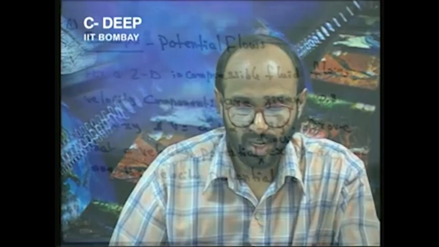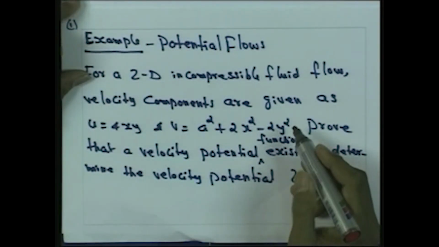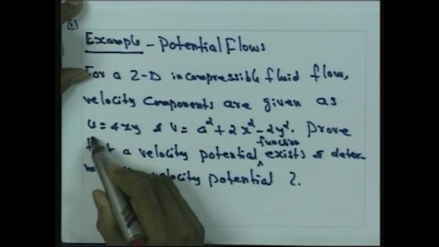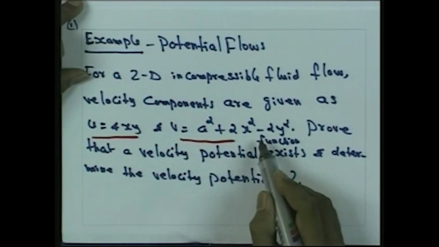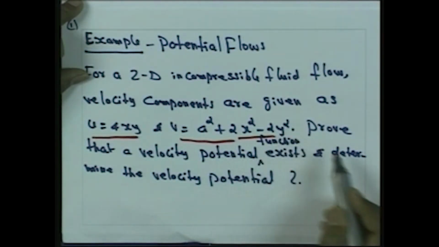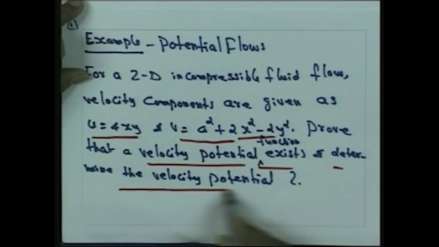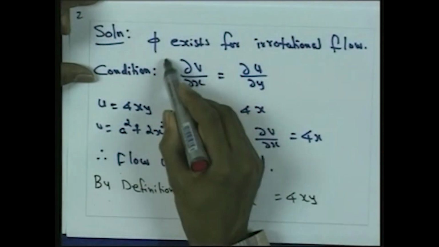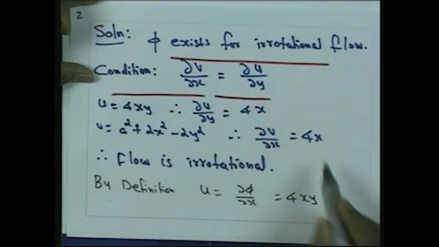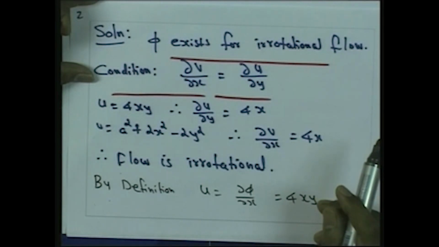With respect to potential flow, we will just discuss a small example here. For a potential flow of a 2D incompressible fluid, the velocity components are given as u equal to 4xy, v equal to x square plus 2x square minus 2y square. We have to show that the velocity potential function exists, and we have to determine the velocity potential. For this problem, the potential phi exists for irrotational flow only. The condition is del v by del x is equal to del u by del y.